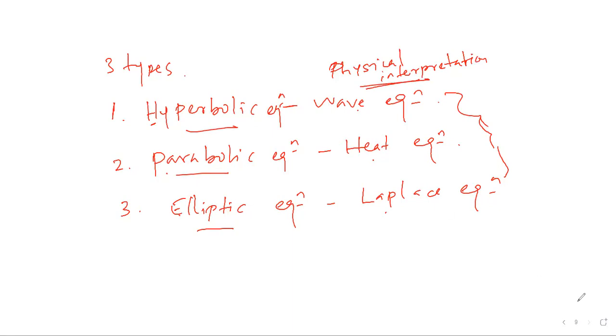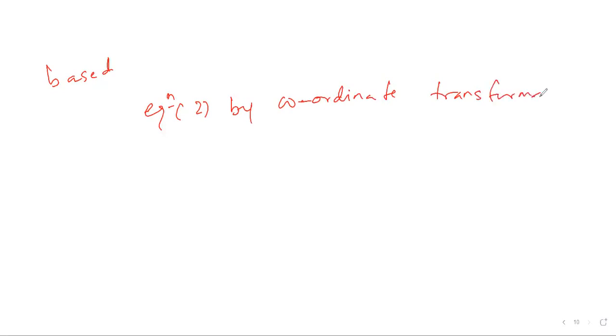Okay. Now let's continue. So write down, mathematically, this classification of second order PDEs, you can write capital PDE. Mathematically, this classification of second order PDEs is based upon the possibility of reducing the equation number 2 by coordinate transformation. Okay, so they are deriving this classification using a coordinate transformation.